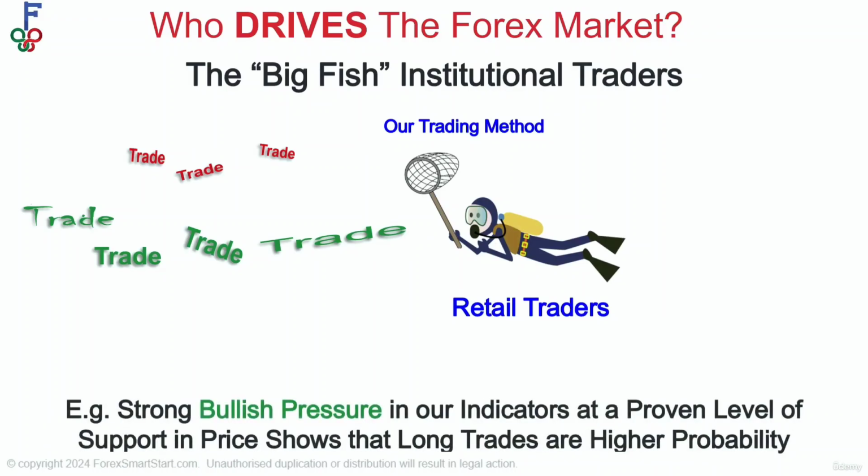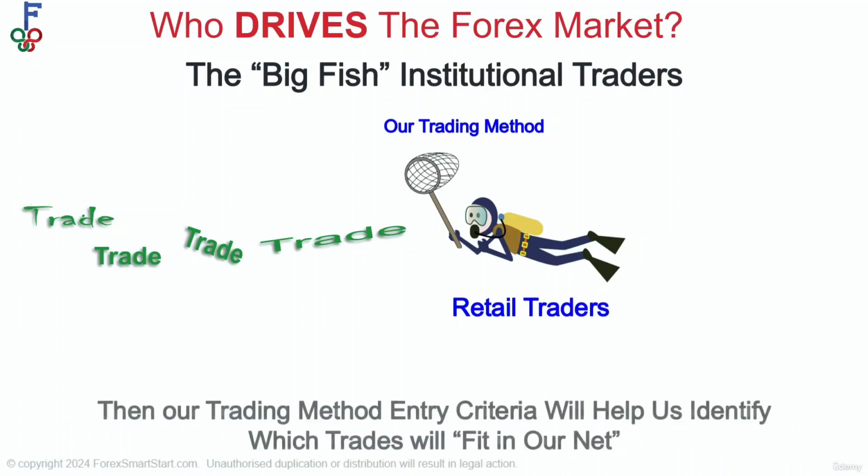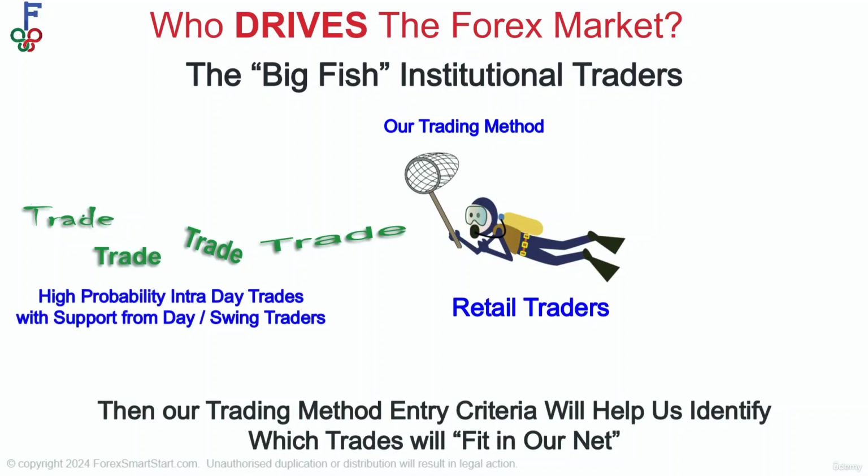For example, a strong bullish pressure in our indicators at a proven level of support in price shows that long trades are a higher probability. By understanding that, we can remove short trade opportunities from our focus and focus on long trades. Then our trading method entry criteria will help us identify which trades will fit in our net.